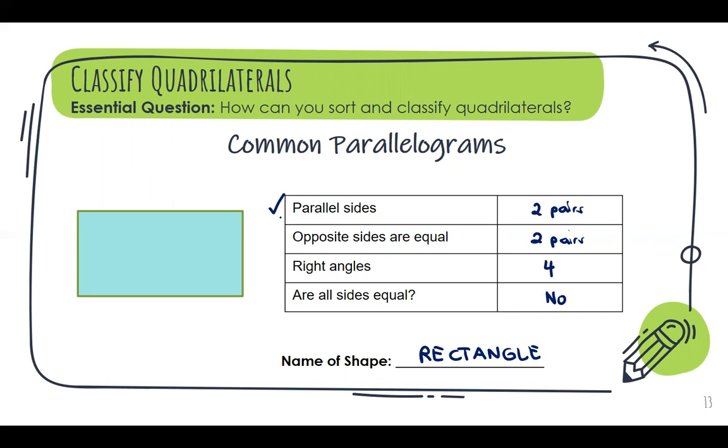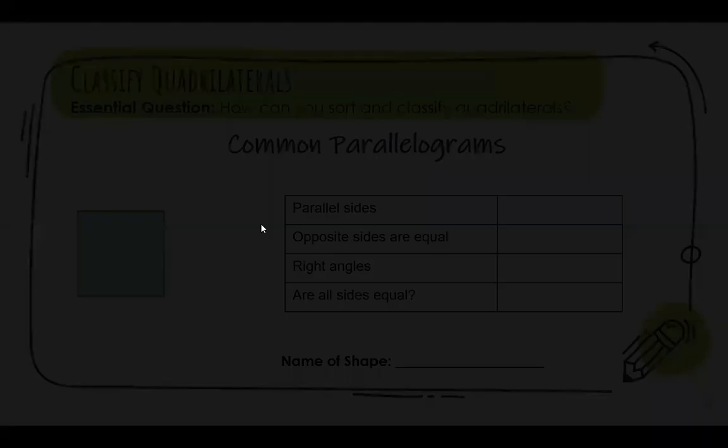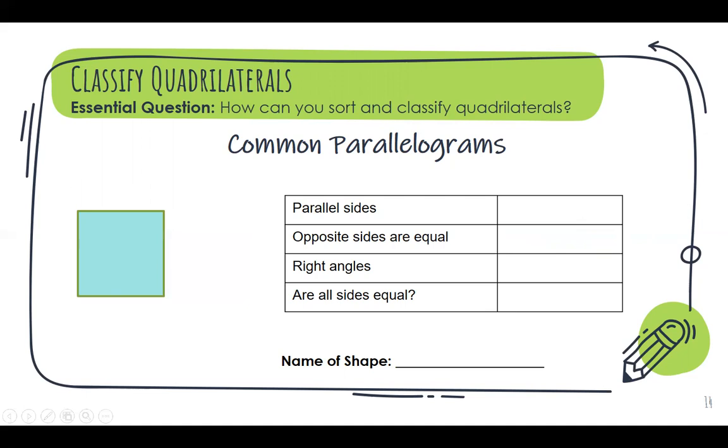Always remember, squares and rectangles are both considered parallelograms because they have 2 pairs of parallel sides and opposite sides are equal. Another shape that we can have, let's go back again to the same raw shape that we had earlier.